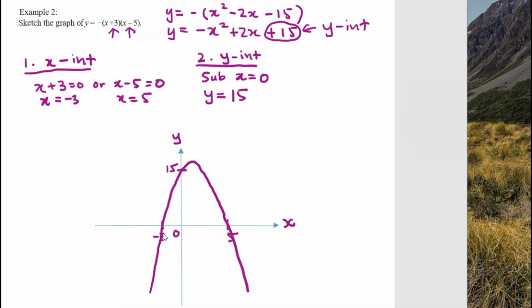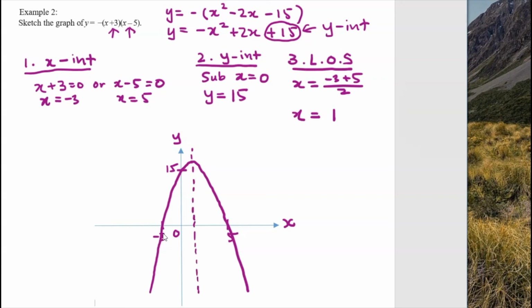So the next thing you need to find, for example, is the line of symmetry. So I'm going to put SLOS, line of symmetry. And recall that this is the midpoint between the two x-intercepts. So x equals negative 3 plus 5 divided by 2. And that's going to give us x equals 1. So that's the equation of the line of symmetry. Okay, and it is this dotted line over here, x equals 1.